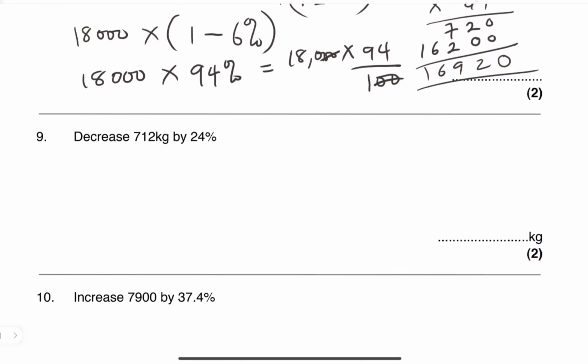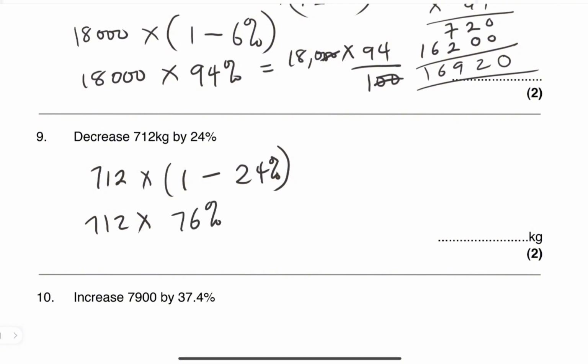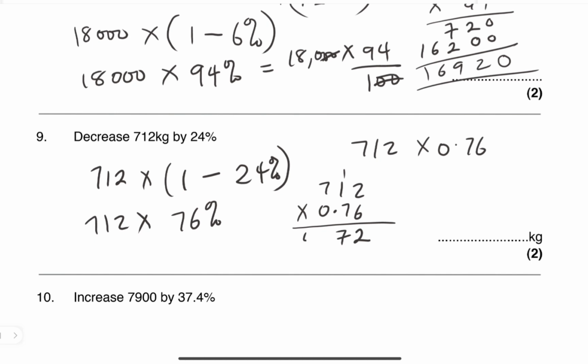Decrease 712 kg by 24%. So that will be 712 times 1 minus 24%. If you take away 24 from 100, that would be 76%, which is 0.76. So 712 times 0.76. Let's do that. 6 times 2 is 12. 2 here, 1 here. 6 times 1 is 6, plus 1, 7. 6 times 7 is 42. Then add a 0 here. 7 times 2 is 14. 4 here, 1 here. 7 times 1 is 7 plus 1, 8. 7 times 7 is 49.